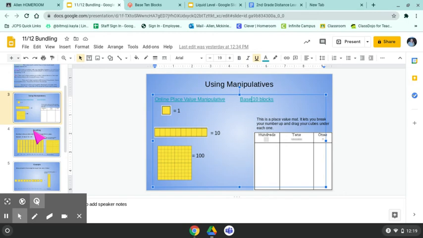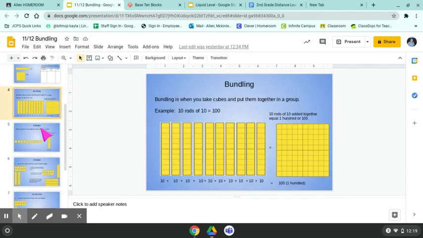But for bundling, basically what bundling is, it's when you take your cubes and you put them together in a group. So here's an example. 10 of these 10 rods. Remember your sticks or your rods of 10, they have 10 individual cubes in them. If I have 10 of these put together like so, that is equal to just 100.